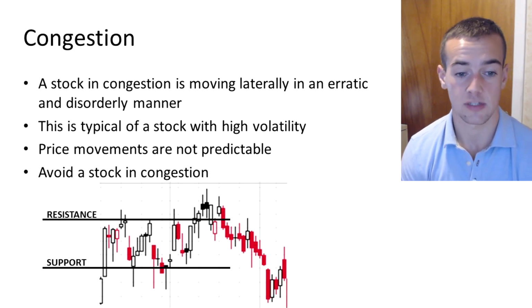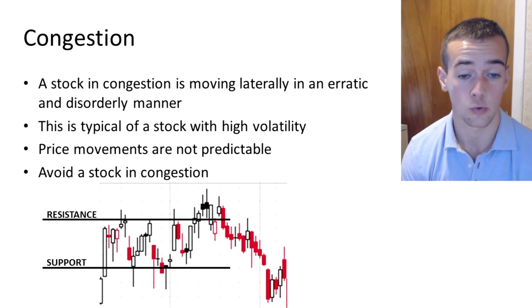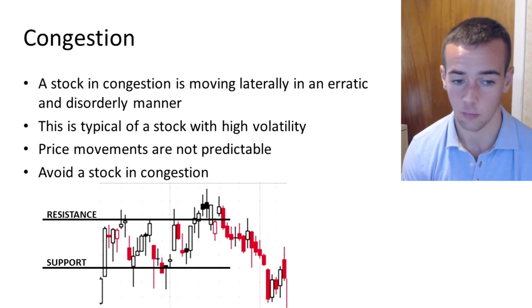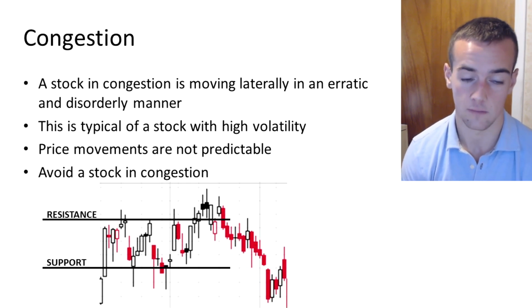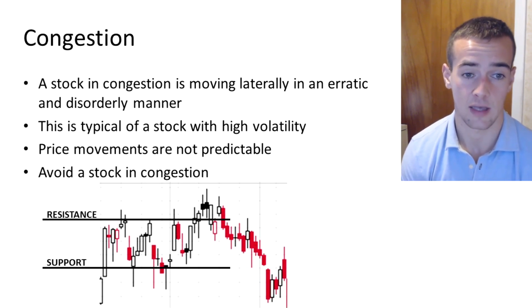So as you can see, this stock was trading laterally, but it eventually broke out and gave way to a downtrend after that. But if you look at the actual lateral movement, it was very erratic and very unpredictable. So this is not something you would want to see out of a stock that's in stage 1.